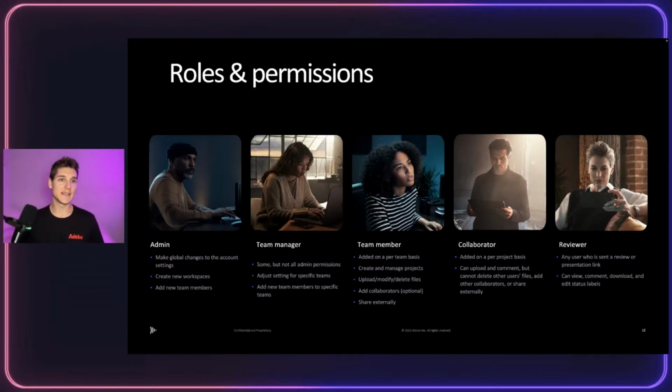Most commonly, I see collaborators as freelancers or maybe some folks that just need to hop in and out of the account. Any license that you have, you can also revoke or add additional access to. So it really depends on exactly what you need those users to do. But like I mentioned, typically collaborators are external to the org or freelancers. And then reviewers could be anybody who sent a review or a presentation link. They can view, comment, download, edit status labels. You also can control exactly what you want reviewers to be able to do with your account.